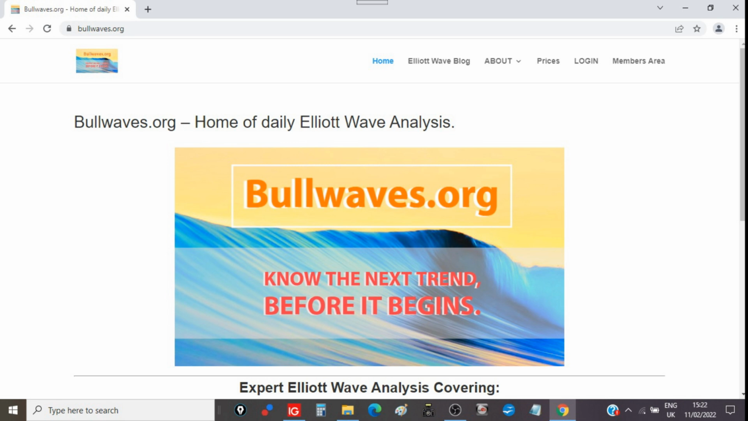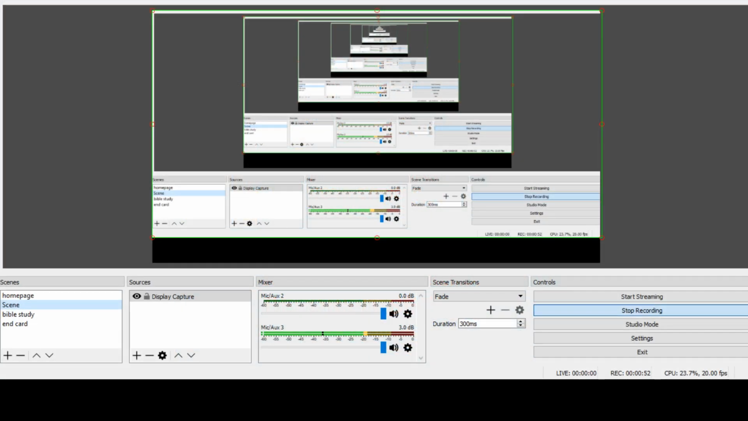Back into whatever it is we do here: analyzing the markets from the point of view of technical analysis, more specifically Elliott wave analysis. And on that note, if you are interested in nightly Elliott wave analysis, head to bullwaves.org and check out the membership. And if you want to see what the membership actually is, I will show you right now.